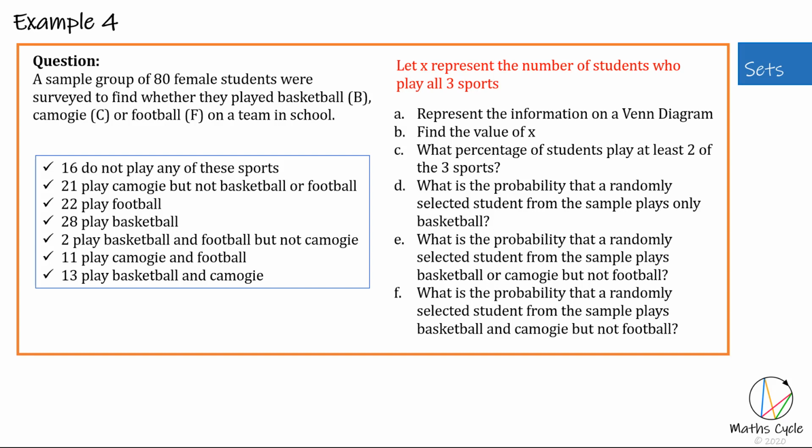Then the questions that follow, part A, represent the information on a Venn diagram. B, find the value of X. C, what percentage of students play at least 2 of the 3 sports? D, what is the probability that a randomly selected student from the sample plays only basketball? E, what is the probability that a randomly selected student plays basketball or camogie but not football? F, what is the probability that a randomly selected student plays basketball and camogie but not football?